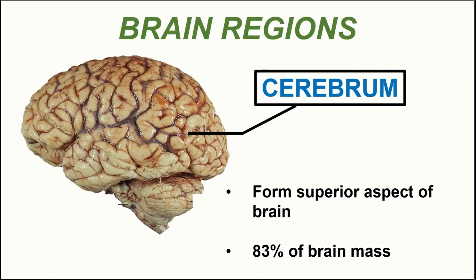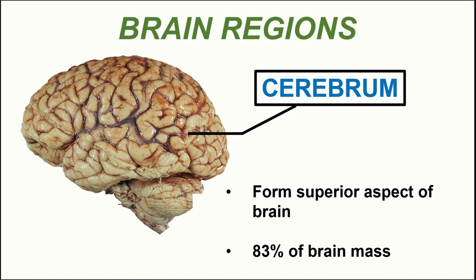So let's talk about the major brain regions now. There are four major brain regions. We'll start with the largest and the most obvious of the brain regions, called the cerebrum. The cerebrum is the largest and the most conspicuous region of the human brain. It forms the superior part of the brain. As I mentioned, it is the largest part. It makes up an impressive 83% of brain mass.